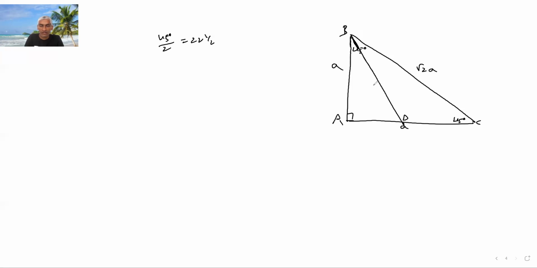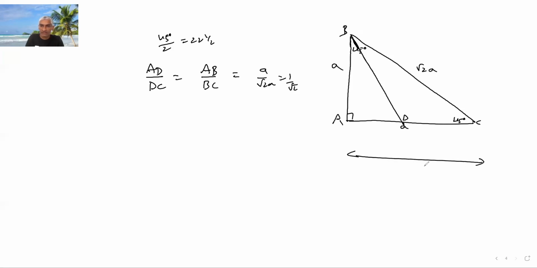Now, you know the angle bisector theorem: the angular bisector divides the opposite side in the ratio of the other two sides, that is AD by DC will be equal to AB by BC, that is A by root 2 A, that is 1 by root 2. So this entire length AC, which is A, we have to divide in the ratio of 1 is to root 2. Dividing, you will get AD equal to A into 1 by (1 plus root 2) and DC equal to A into root 2 by (1 plus root 2). So the value of AD is now A by (1 plus root 2).